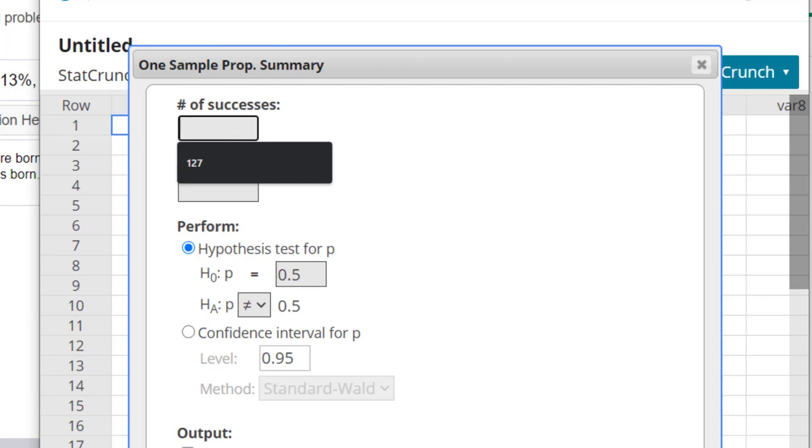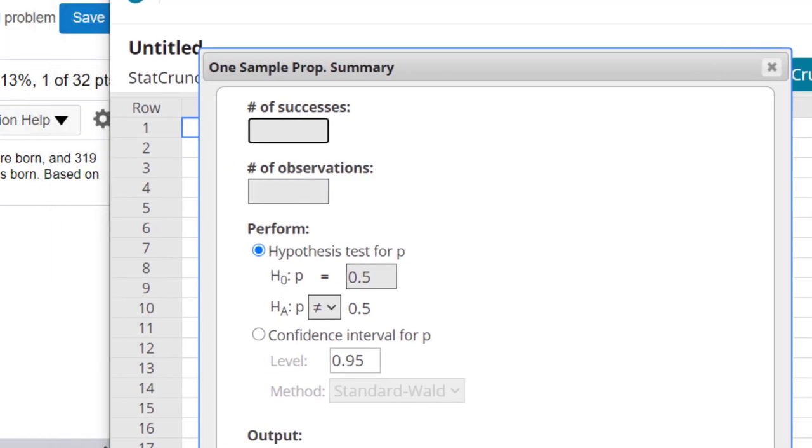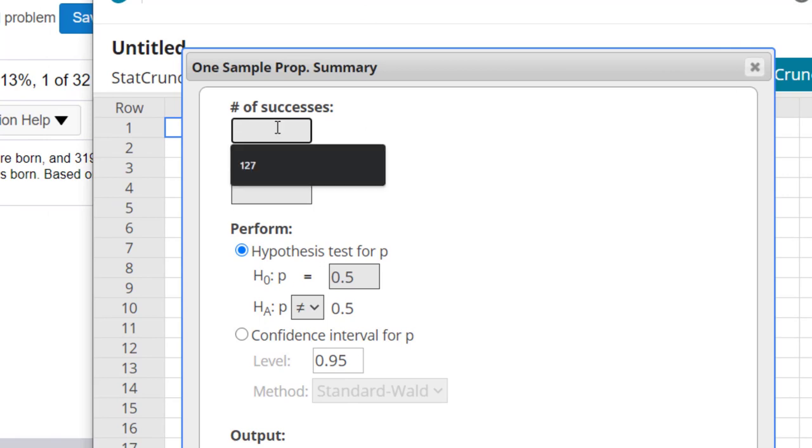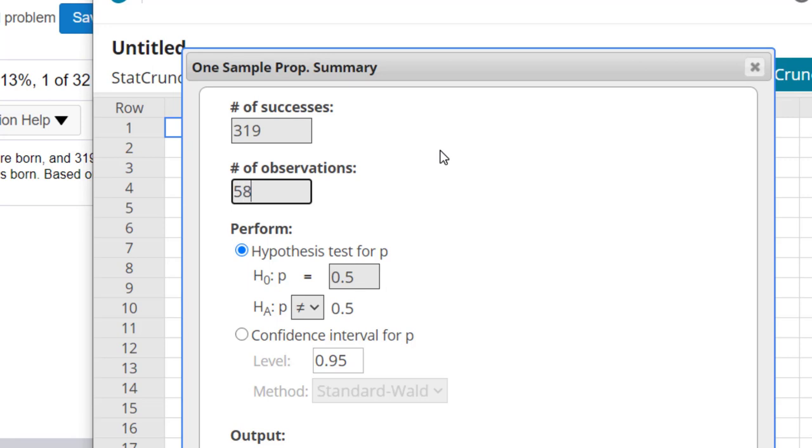Then our number of successes is going to be the number of girls for us. In the original problem, it says we have 319 girls. And then the number of babies, the observations, will be 580. You always have to have your second number be larger than your first. So if you get this backwards, you will get an error from the one sample proportion summary. So the second number always has to be bigger.